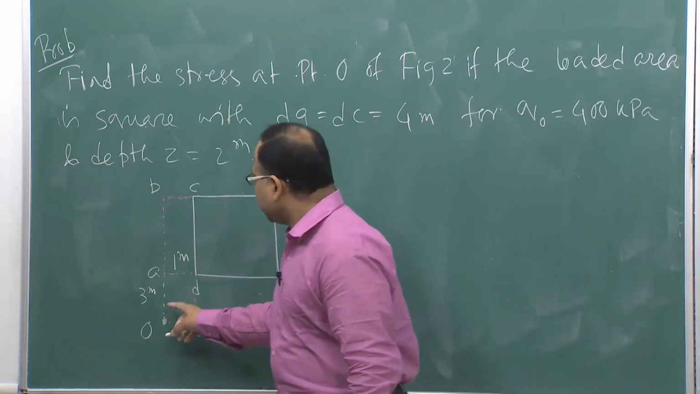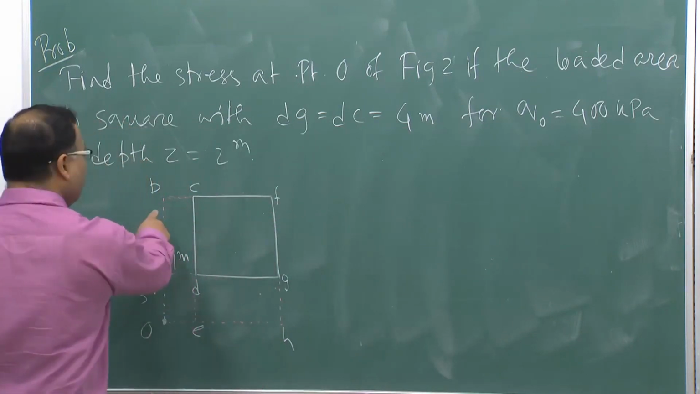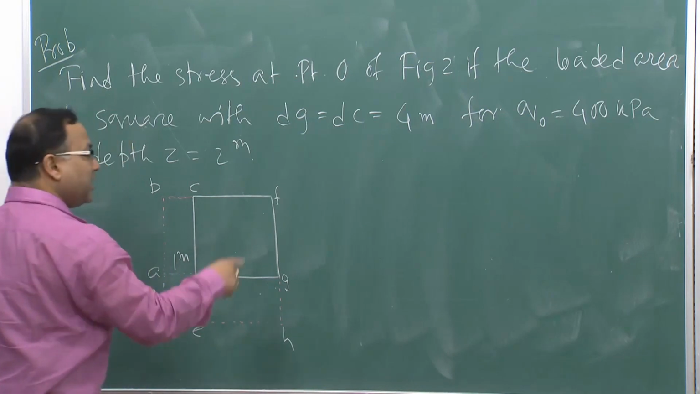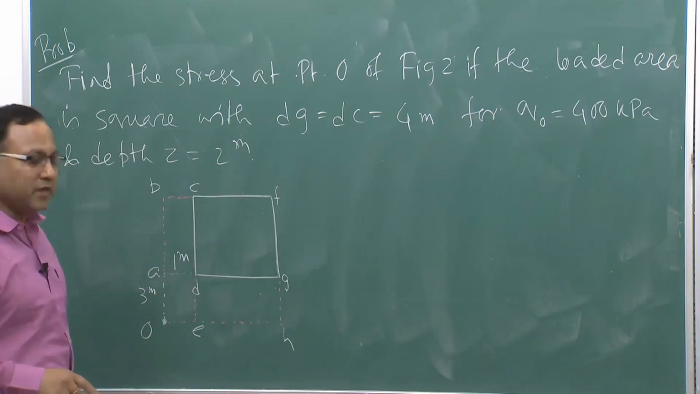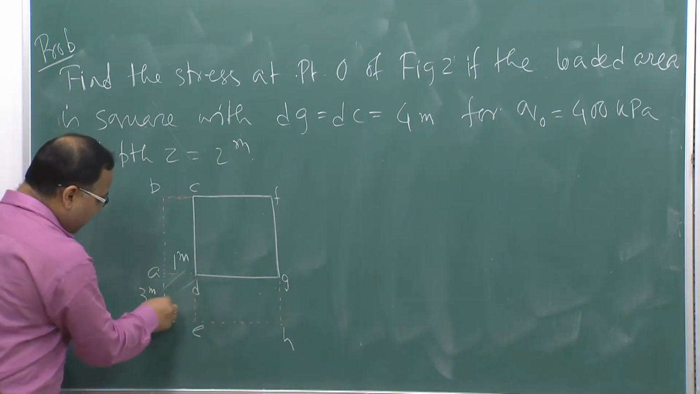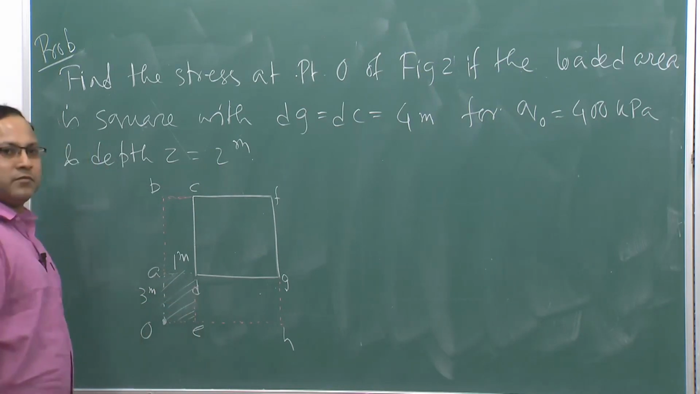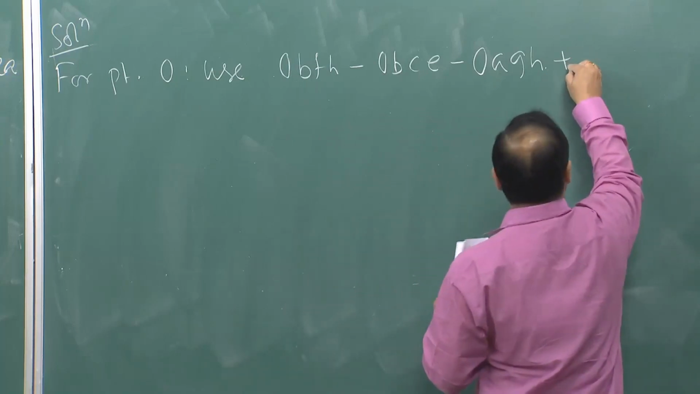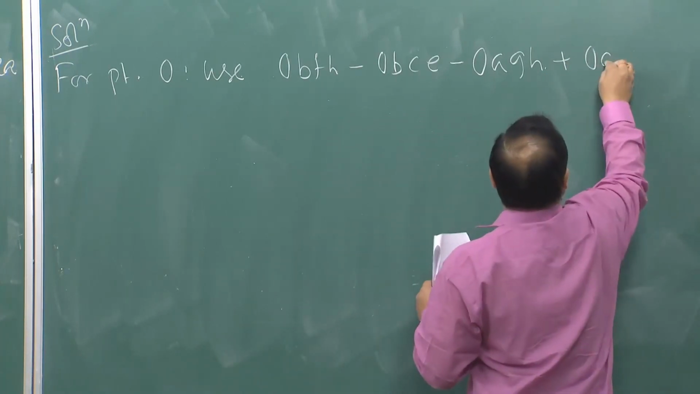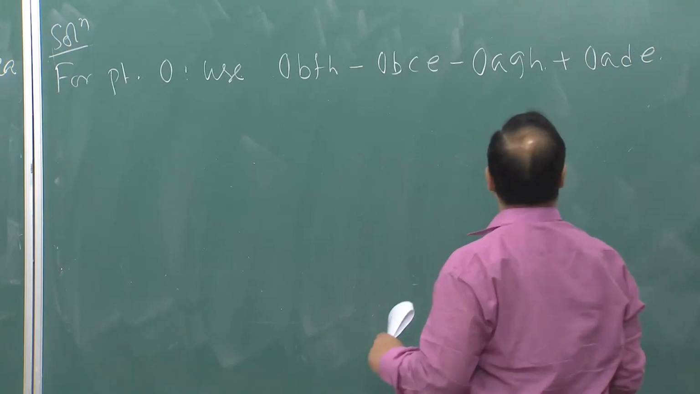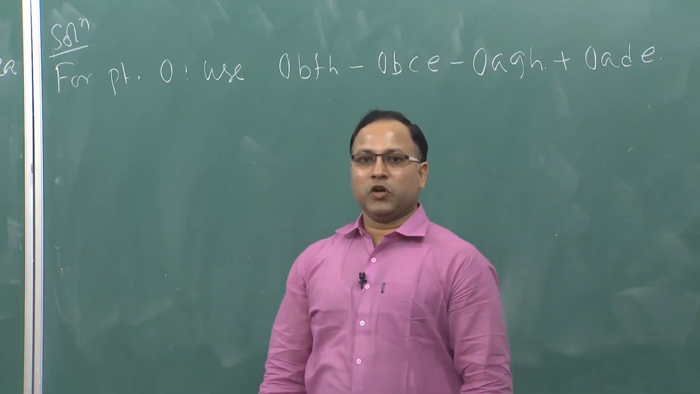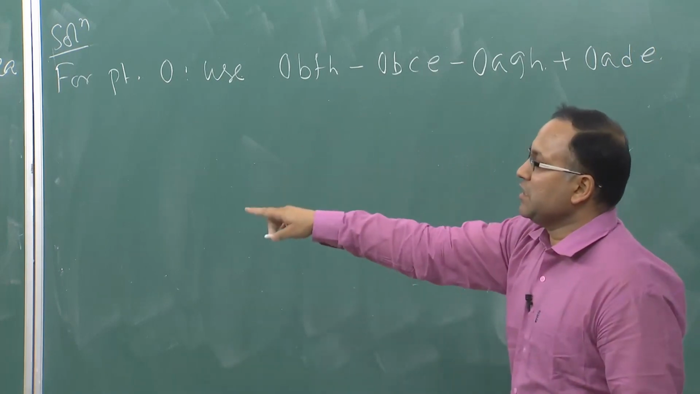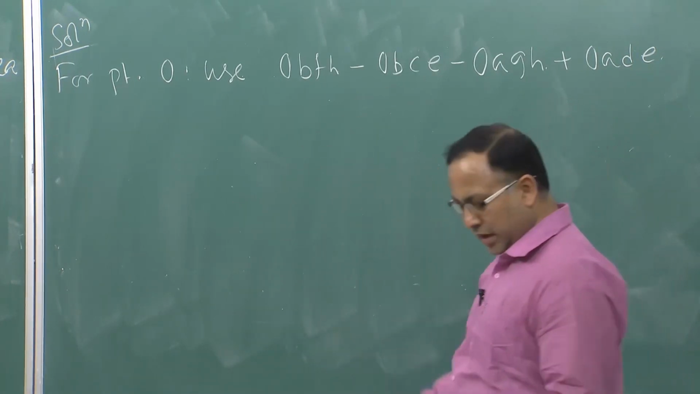Now, when I have considered OBCE and when I have considered OAGH and when I have deducted these two areas from OBFH, basically I am deducting this part twice. So, therefore, it has to be added, at least one part should be added, OADE. Okay. So, if you do this operation, then you will be getting the stress at point O. Okay. So, let us do that.